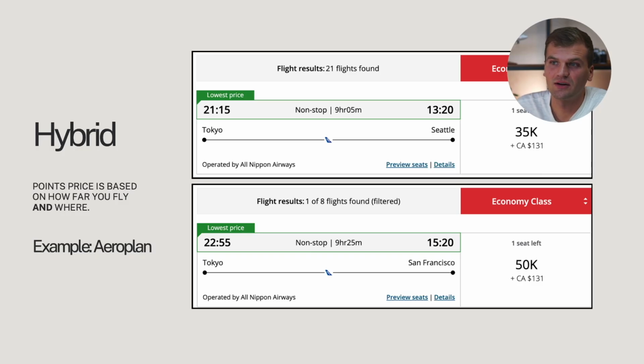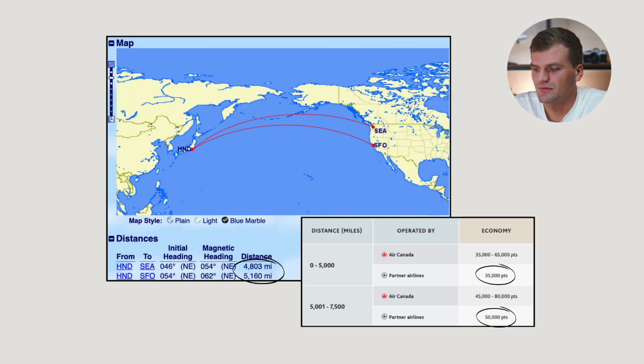So if you live in Seattle, fortunate for you, Aeroplan is a great program to be able to book these flights across the pond. And that is basically just because, according to the GC map, one of them is under 5,000 miles and one of them is over 5,000 miles.